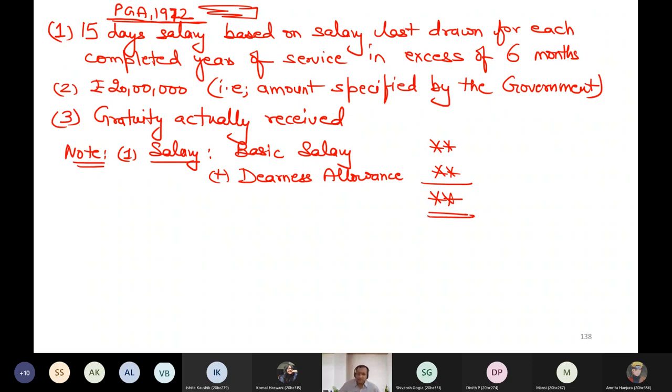That's it. Then the next question arises, when you get salary, what is salary last drawn? Last drawn means, can anyone tell me what is salary last drawn? Latest month salary. Suppose you retire on 31st Jan. So your salary in the month of Jan will be known as last drawn, latest salary. So how do you compute 15 days salary? This is the next question.